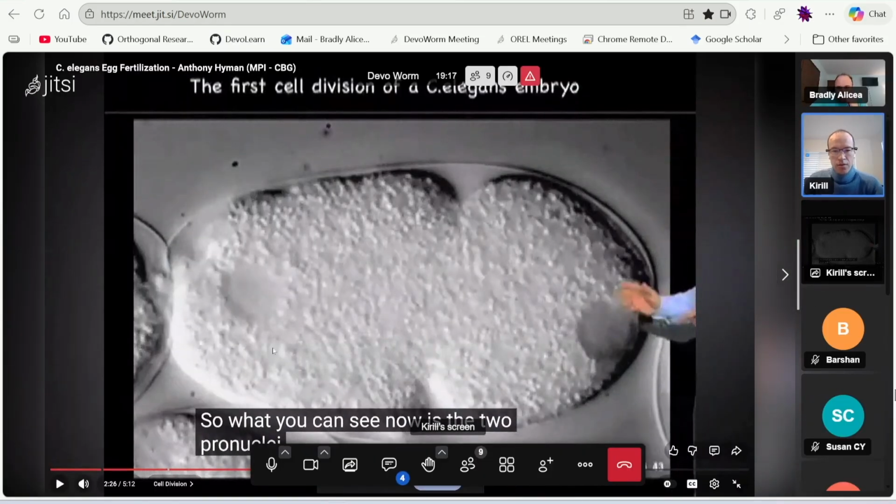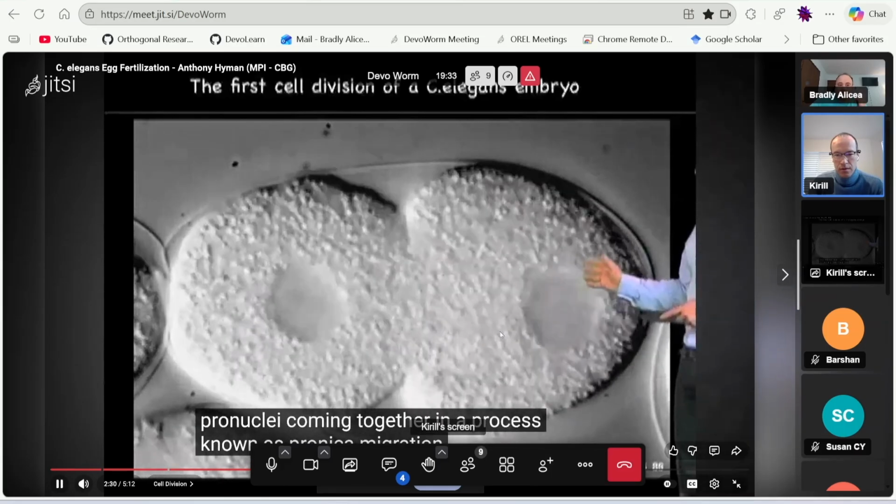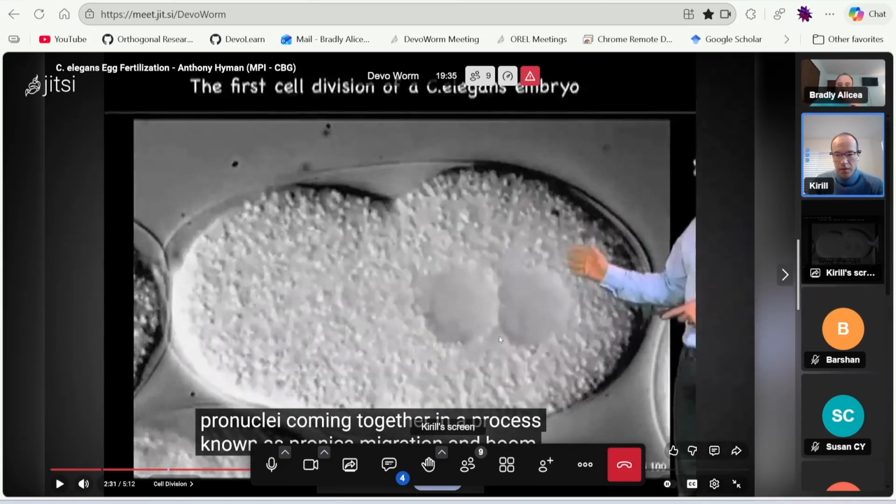So this is the video, right? This is an egg of C. elegans, and there are two pronuclei. There is a male pronucleus and a female pronucleus, and they kind of move together. Boom, and here they meet, right? This happens at about 8 minutes. So this whole short sequence takes about 8 minutes.